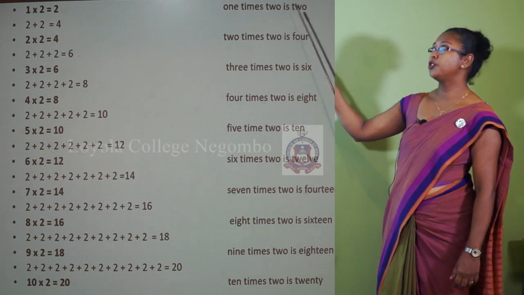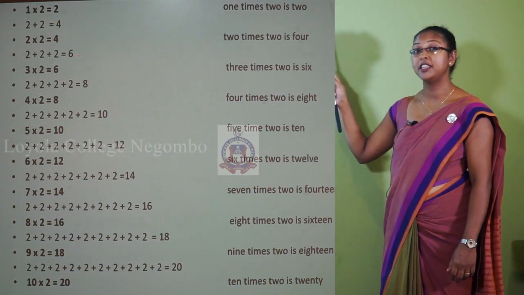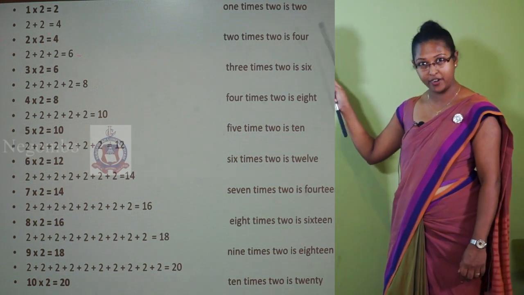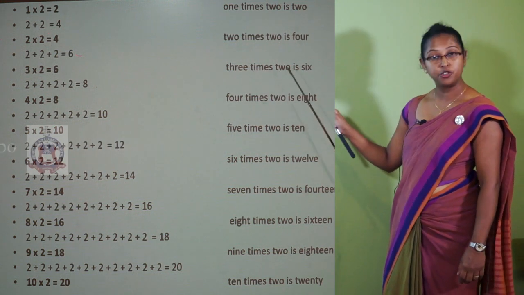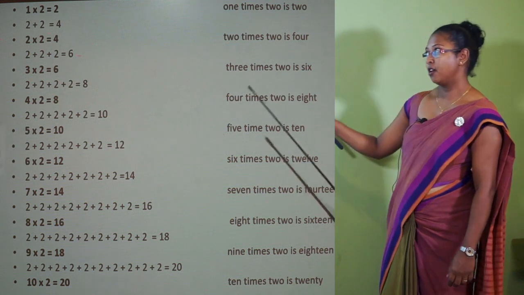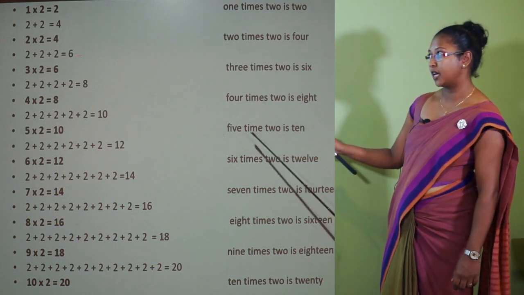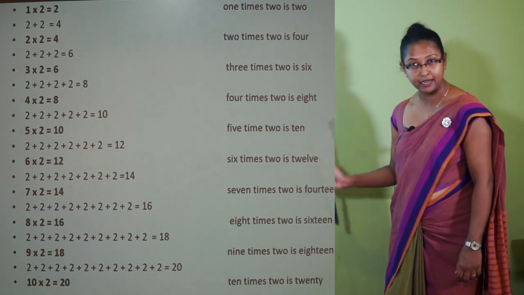1 times 2 is 2. Can you say with the teacher? 2 times 2 is 4. Very good. 3 times 2 is 6. 4 times 2 is 8. 5 times 2 is 10.